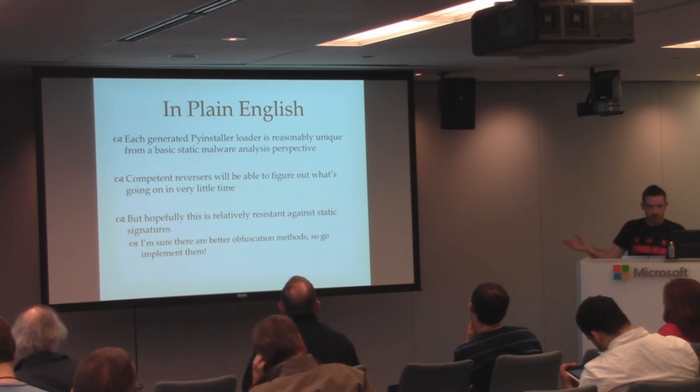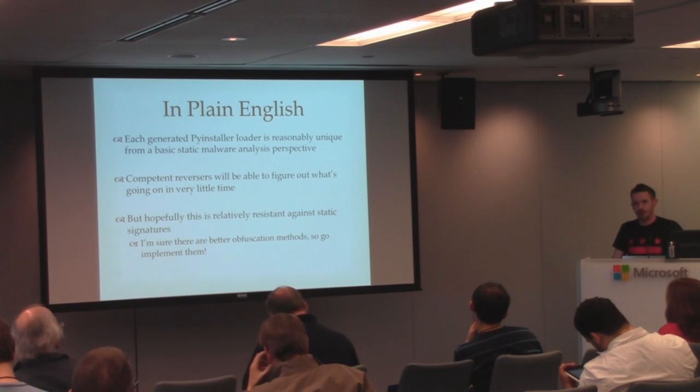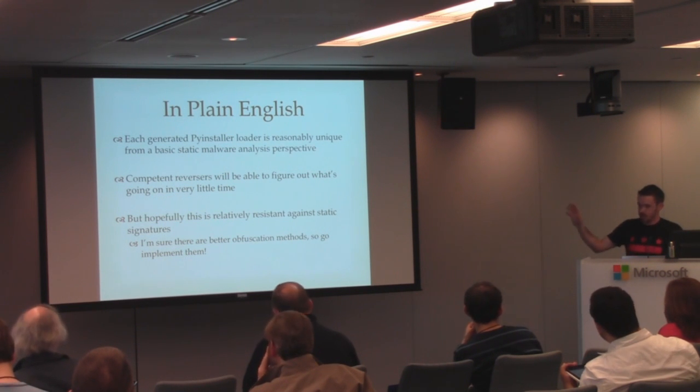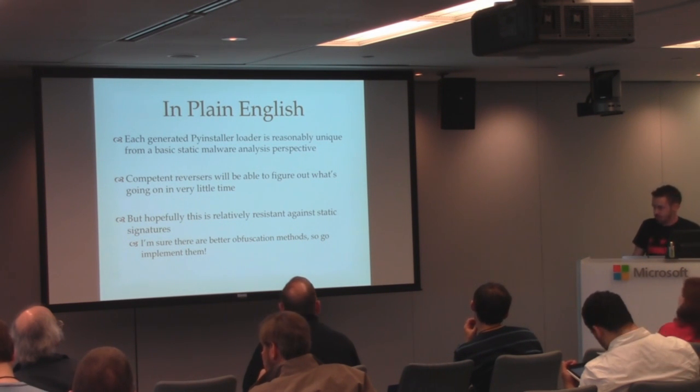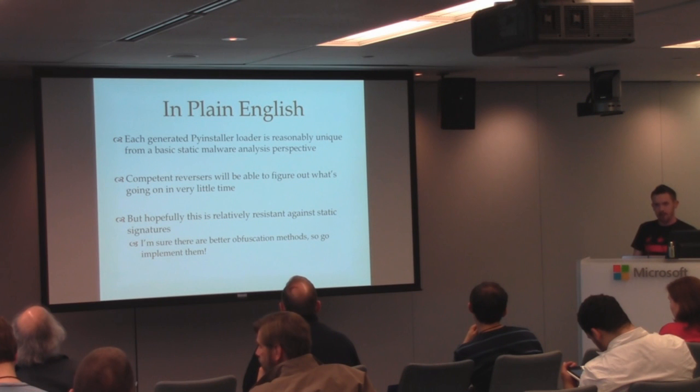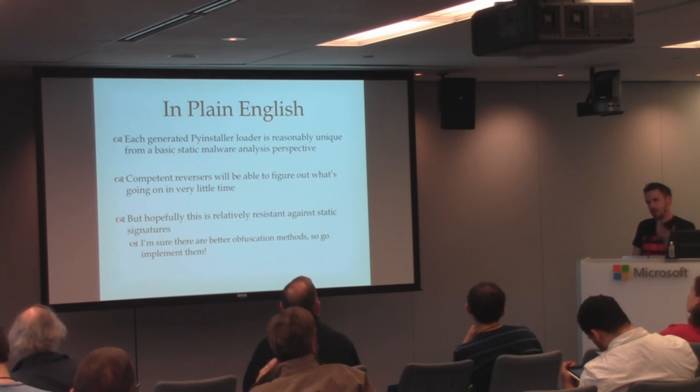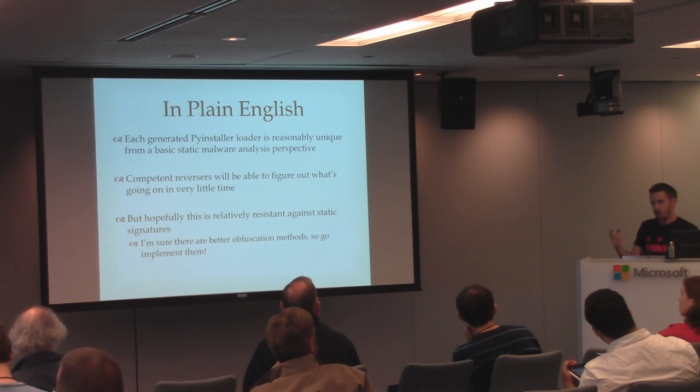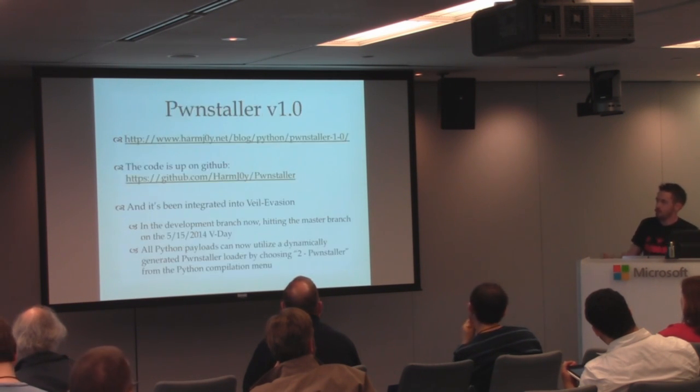I'm sure there are other better obfuscation methods for any old school malware writers who happen to be in the audience or watching at some point. If you think there's a better way to do it, please do a pull request, take my code. You don't have to credit me, it's GPL, you can do whatever you want with it. But I want to get this idea out there: if some of these AV vendors have started to flag on the little Pwninstaller loader, which a few of them have, why don't we make it a little harder for them? Raise the bar just a little bit.